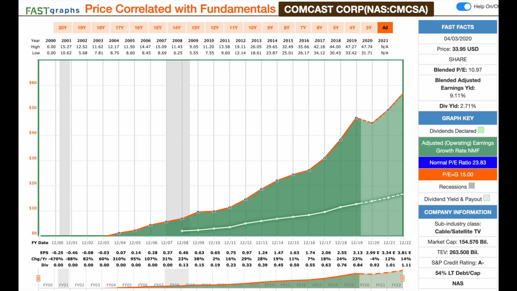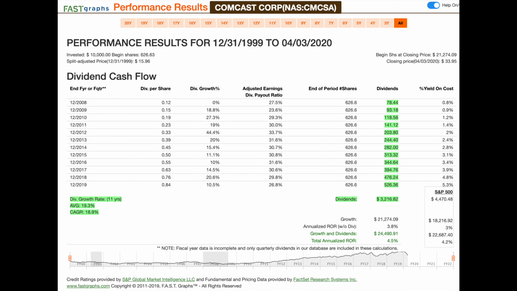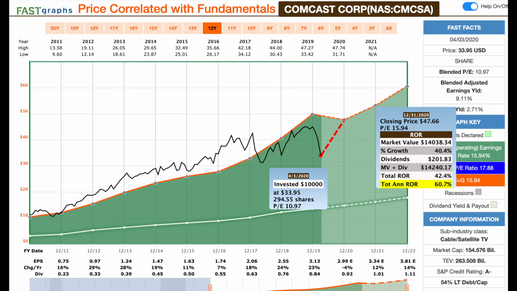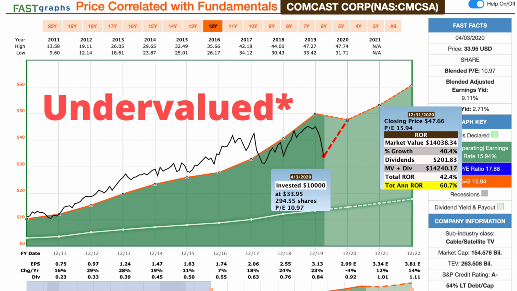The current dividend yield is 2.71%, compounding growth rate is 19%, and the payout ratio is just 27%. This is spectacular. Now let's throw the price on the chart. You can see it was overvalued going into the Great Recession, and this hurt share price returns. Let's cut that piece off. You can see here clearly the stock looks overvalued.